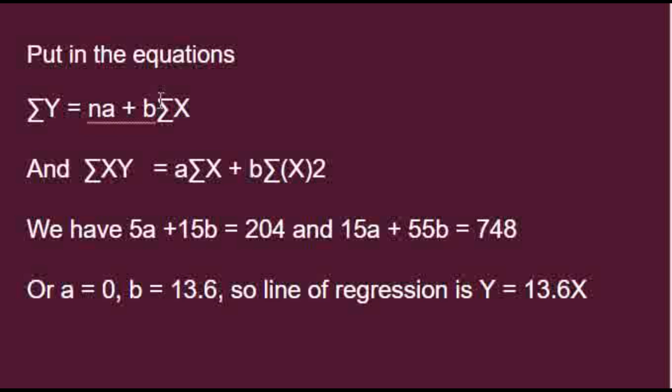Putting in the equations summation y equals na plus b times summation x, and summation xy equals a summation x plus b summation x square, as solved in the previous article, we get 5a plus 15b equals 204 and 15a plus 55b equals 748. After solving, we get a equals 0 and b equals 13.6. So the line of regression of y on x is y equals a plus bx, but a is 0, so y equals 13.6 times x. This is the line of regression of y on x.